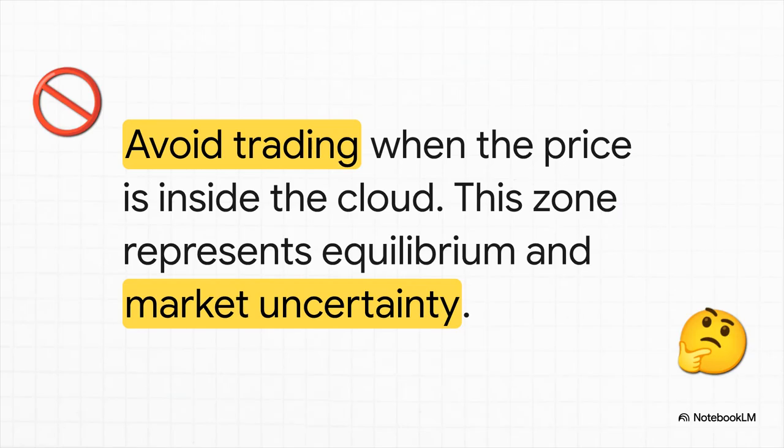Which brings me to what is without a doubt the single most important rule of trading with Ichimoku. If you remember one thing from this whole explainer, make it this: stay out of the cloud. When the price is floating around inside the Kumo, it means the market is in a state of balance, of uncertainty. There's no clear winner between buyers and sellers, and that is a dangerous place to be.